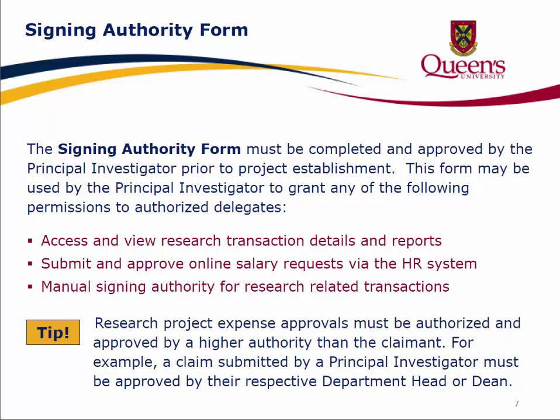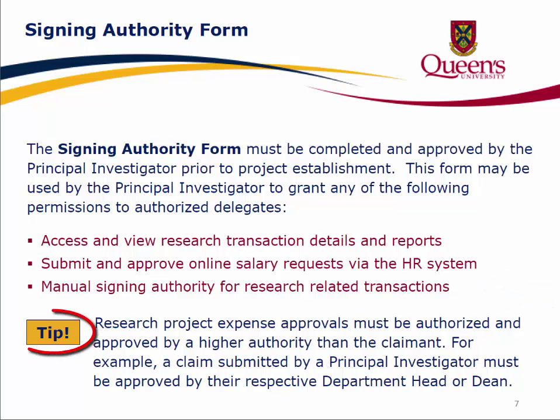The signing authority form must also be completed and approved by the principal investigator prior to project establishment. Principal investigators may also use this form to assign permissions to authorized delegates. Authorized delegates may be granted permission to access and view research transaction details and reports, submit and approve online salary requisitions through the HR system, and provide manual signing authority for research-related transactions.